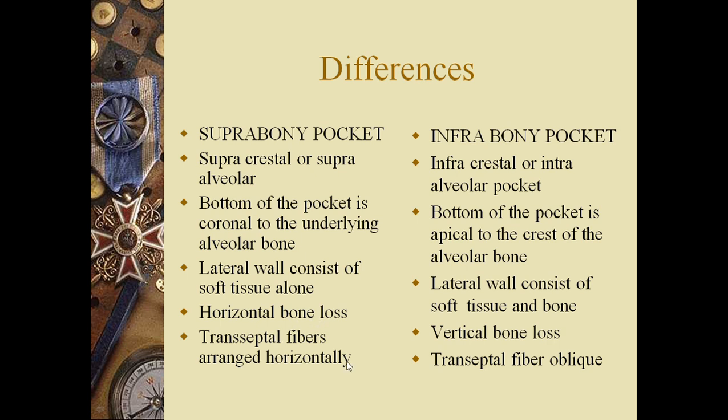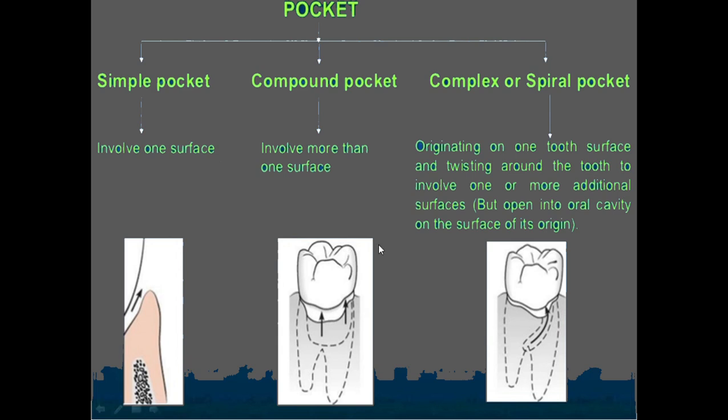Transseptal fiber arranged horizontally. Infrabony pocket, infracrestal or intra-alveolar pocket. Bottom of the pocket is apical to the crest of alveolar bone. Lateral wall consists of soft tissue and bone. Vertical bone loss is there and transseptal fibers are obliquely arranged.